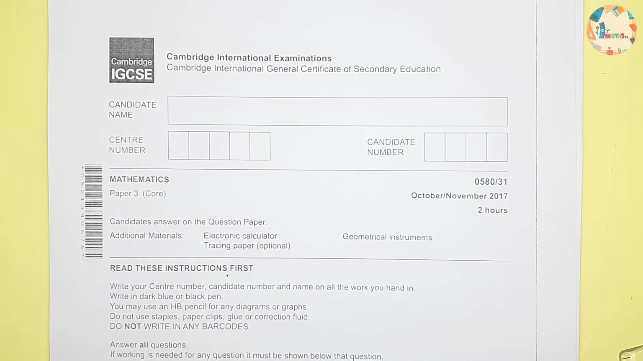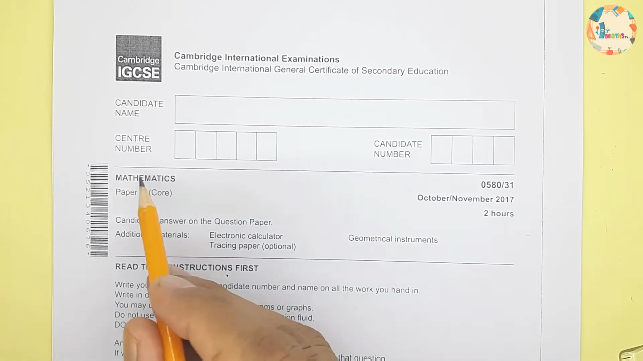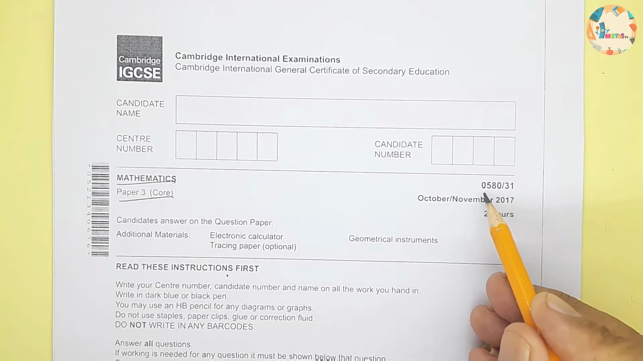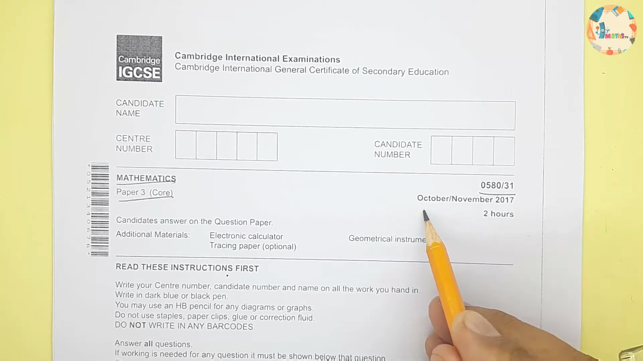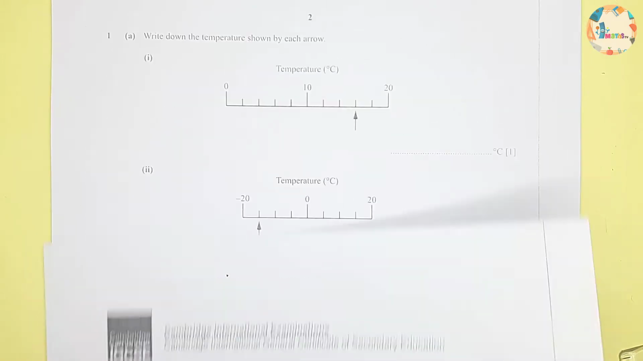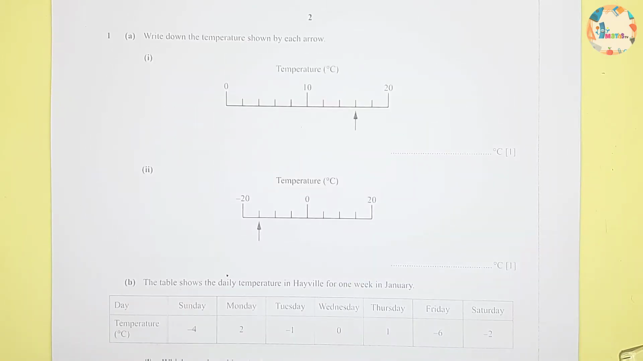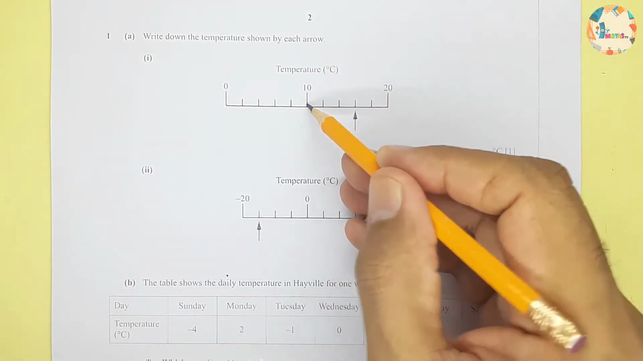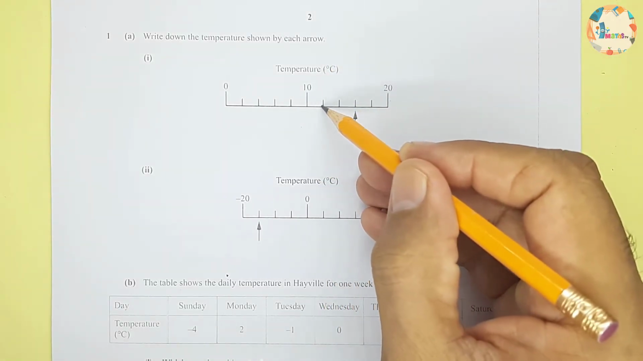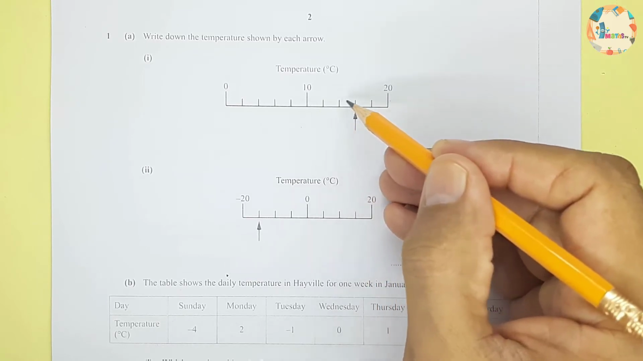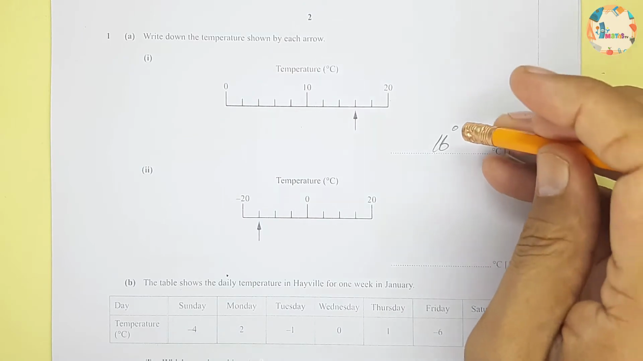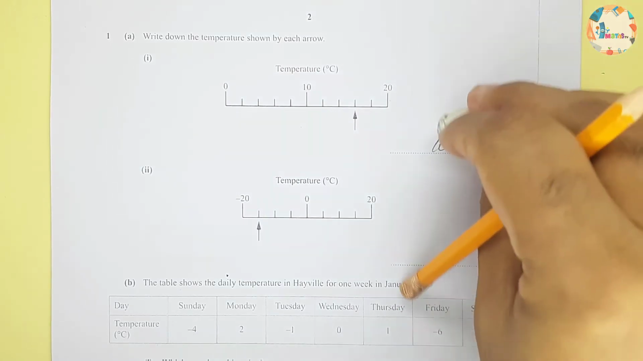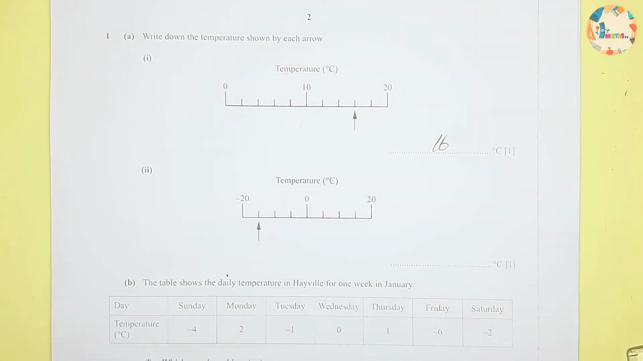Hello guys, today we'll be going through IGCSE Mathematics Paper 3 Core 0580/31 October November 2017. Question number 1. Write down the temperature shown by each arrow. This is 10, this is 20, so each one is equal to 2: 12, 14 and 16. So this will be 16 degrees Celsius. Degree Celsius is already there, so we'll just write 16.